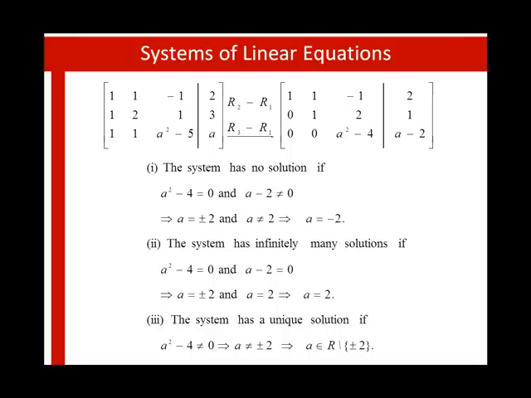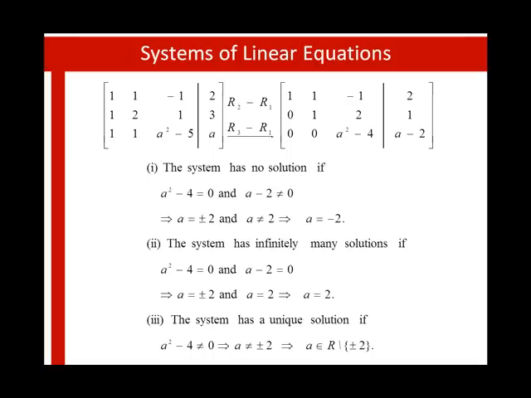The augmented matrix on the right hand side, as you can see, is an upper triangular matrix. Therefore, we can start looking at the various conditions. First, the system has no solution if, looking at the last row, A² - 4 = 0, and at the same time, A - 2 is different than 0. Therefore, A is equal to plus or minus 2, and A is different than 2. So the intersection between these two conditions is when A is equal to -2. So therefore, the system has no solution when A is equal to -2.